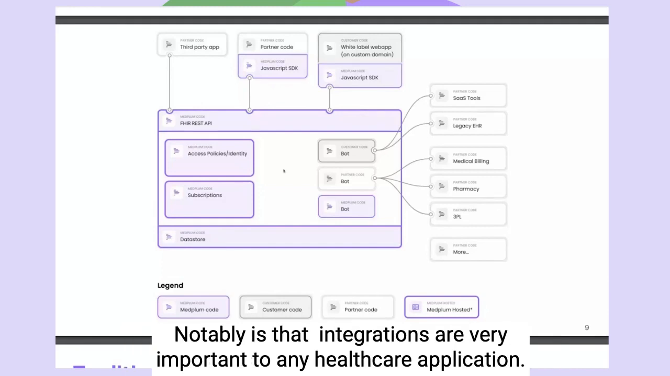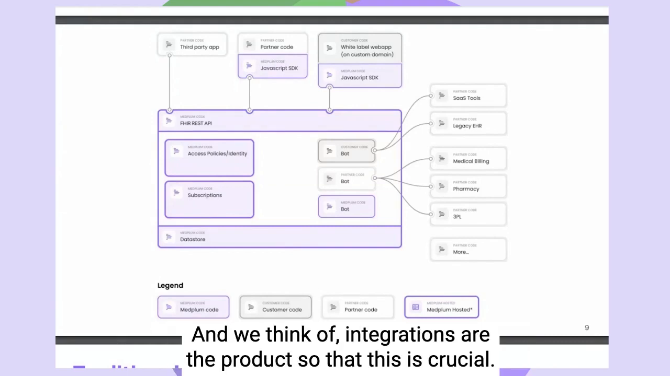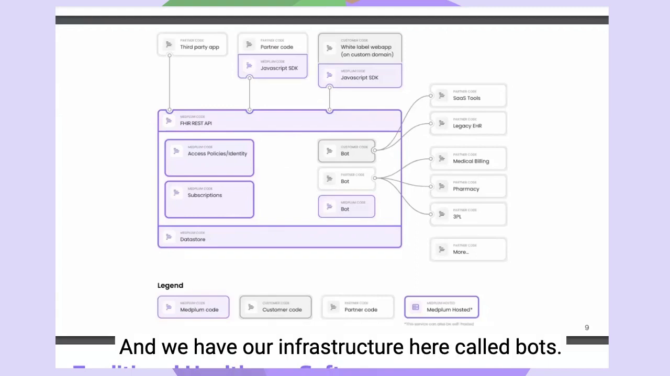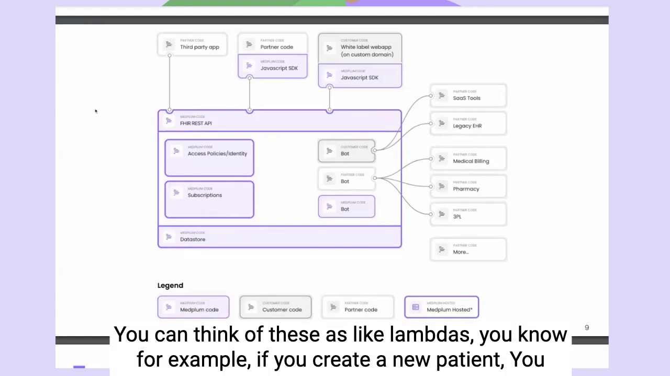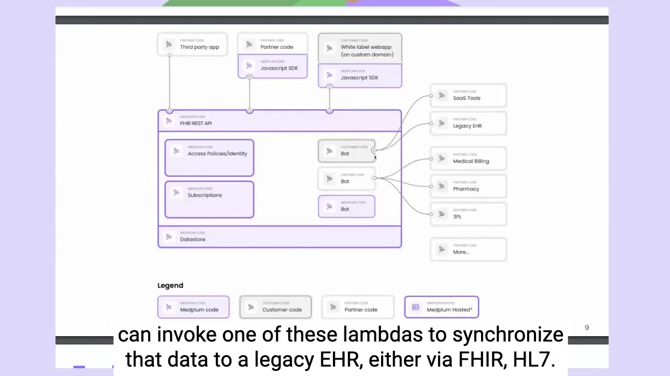They can just focus on the experience that they really care about, that's important to them. Notably, integrations are very important to any healthcare application, and we think of integrations as the product. So this is crucial. And we have our infrastructure here called bots. You can think of these as like lambdas. For example, if you create a new patient, you can invoke one of these lambdas to synchronize that data to a legacy EHR, either via FHIR, HL7.